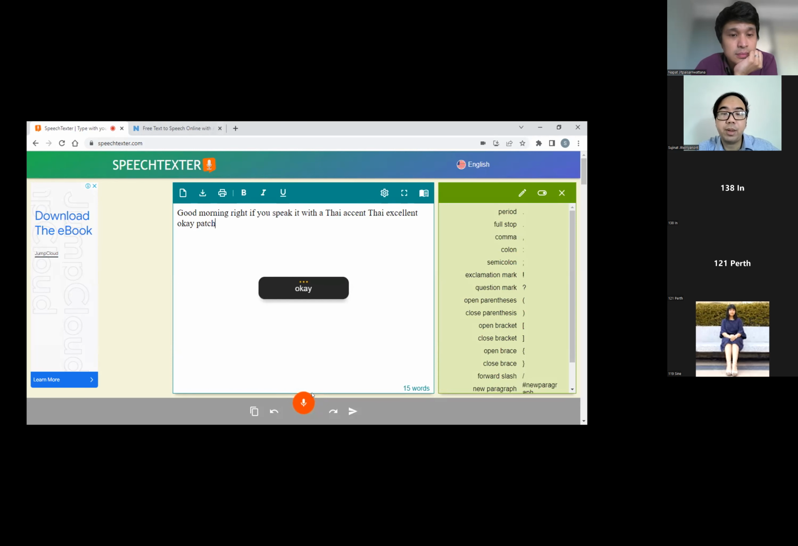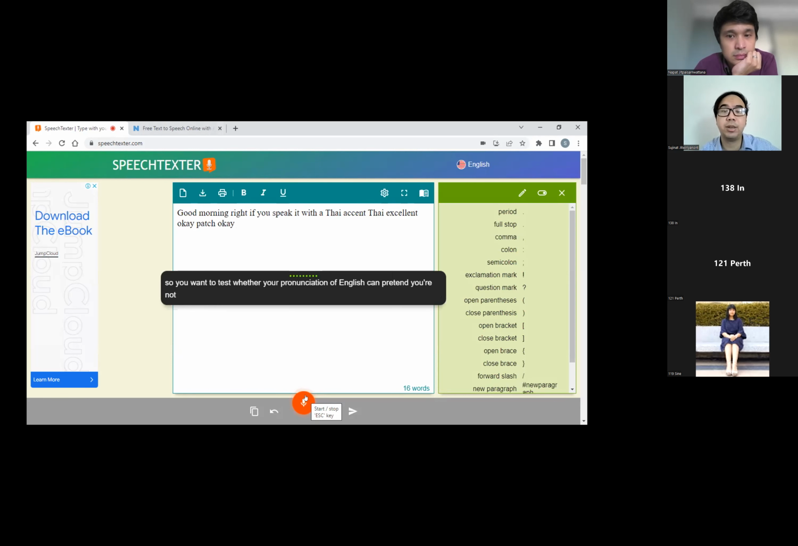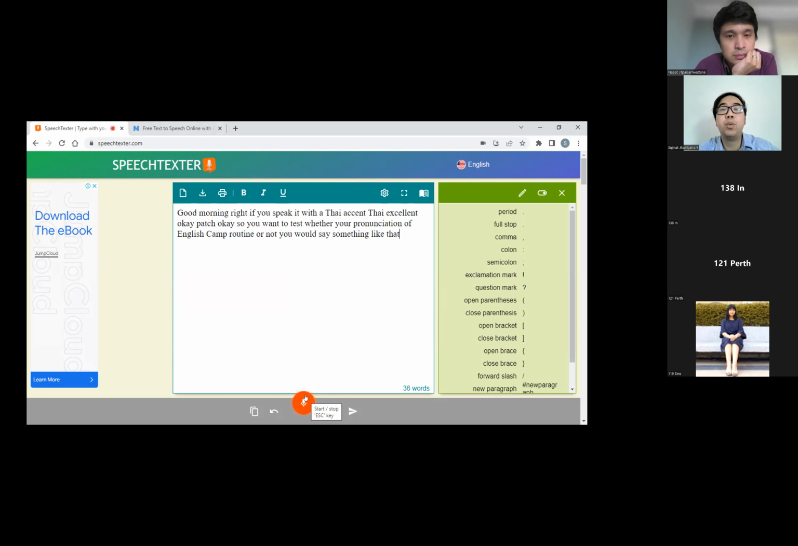Okay. So you want to test whether your pronunciation of English can retain the good pronunciation or not. You would say something like two words contrasting with one phoneme, like big, big.